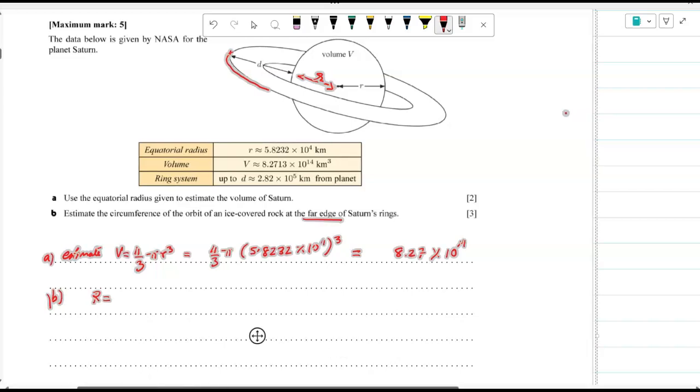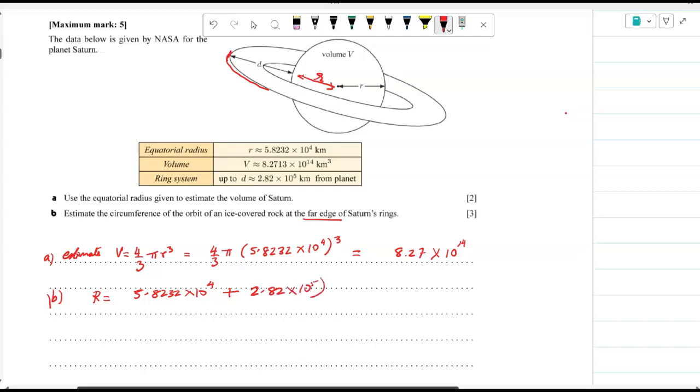So the radius of the ring would be r. What's r? 5.8232 times 10 to the 4 plus the ring system's distance from the planet, 2.82 times 10 to the 5. You add that first. 340232. Correct.